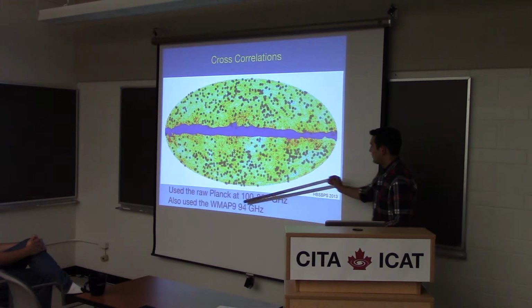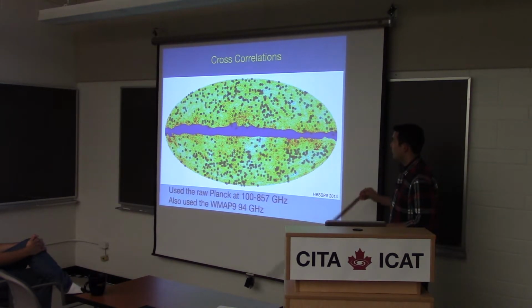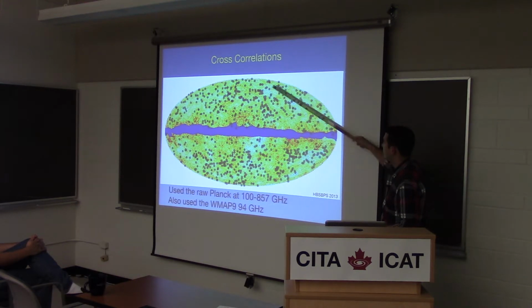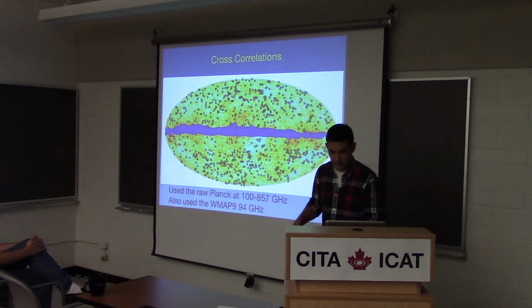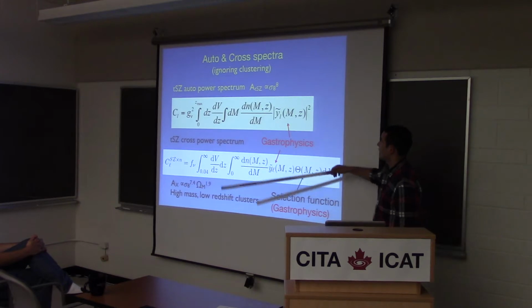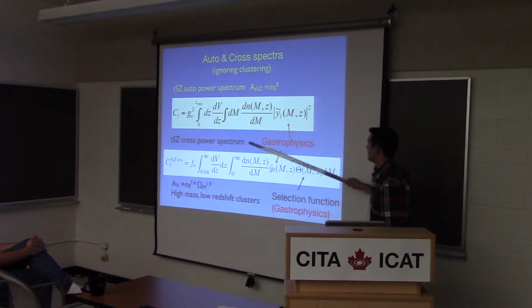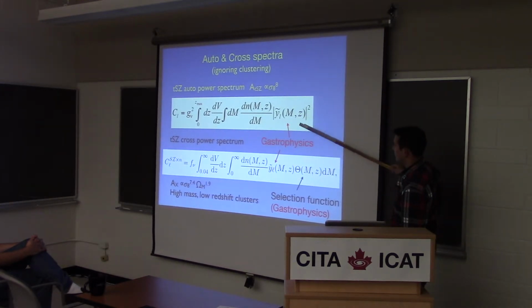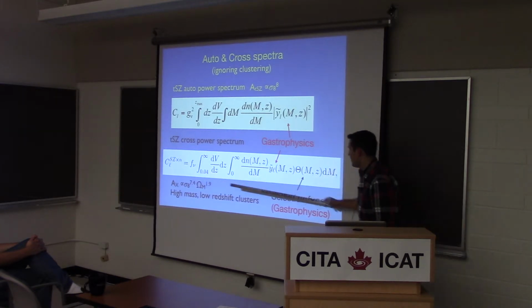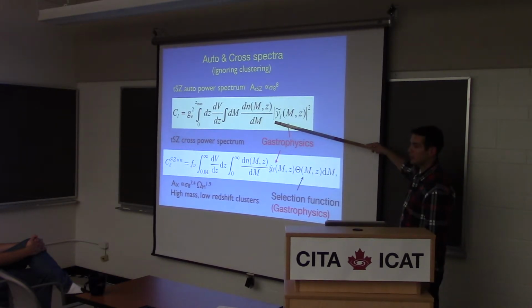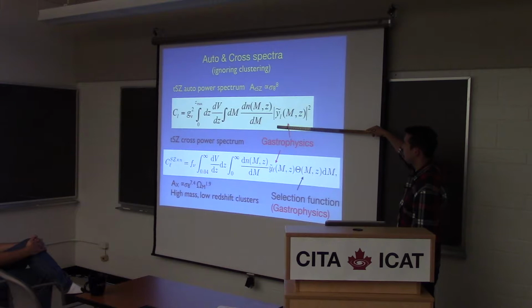So we take the Planck maps. We also did this with WMAP. And we cross-correlated with our cluster positions. So that's all shown here, and let me just jog your memory. Here's the auto spectrum, right? And this is, again, sensitive to gastrophysics. The cross correlation is only one power of your SZ, or sorry, your pressure profile.